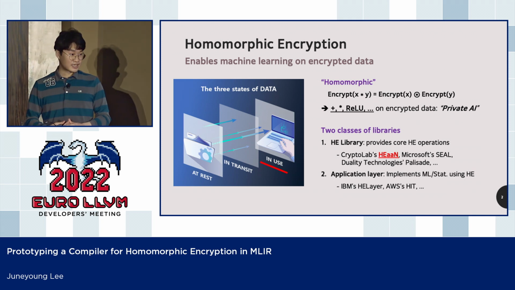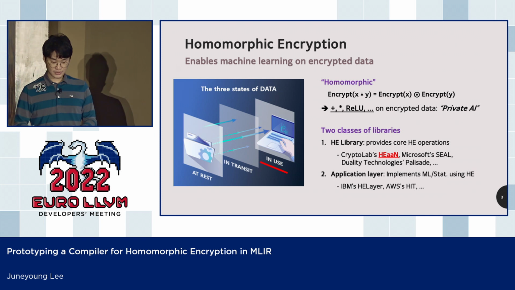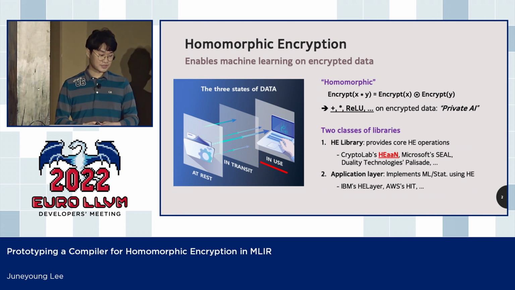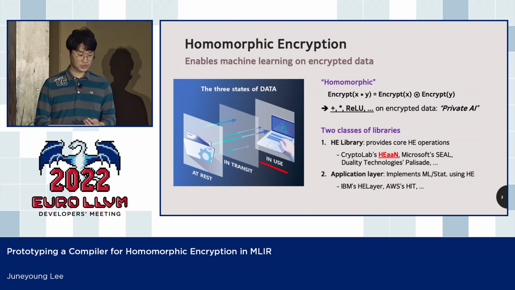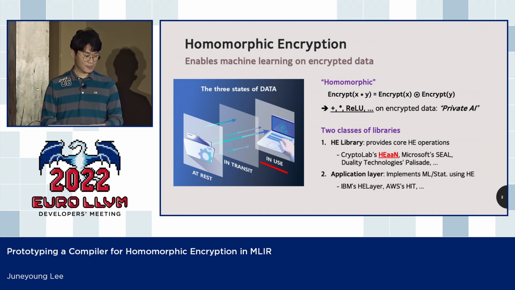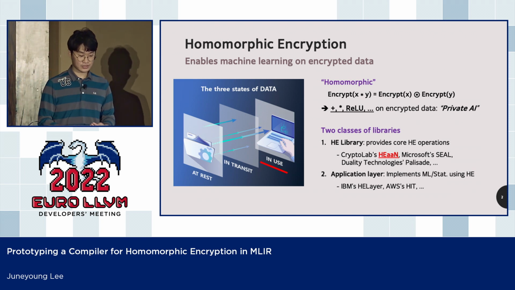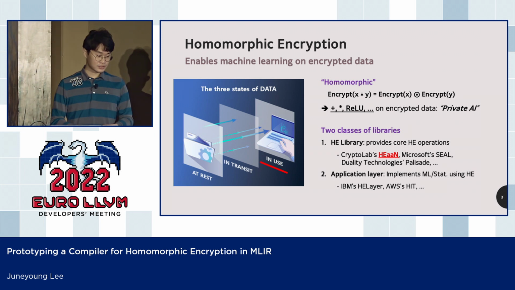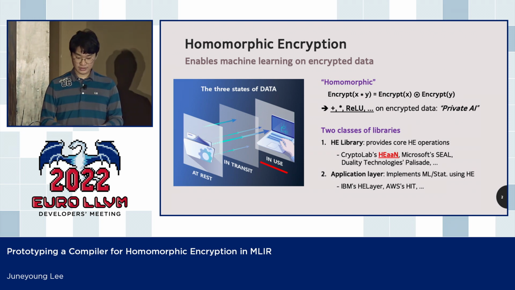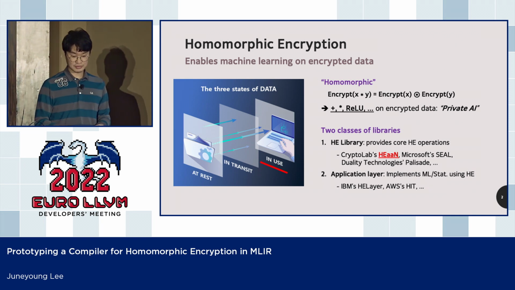On the market, there are primarily two kinds of libraries being sold. The first one is a library for homomorphic encryption, which provides core homomorphic encryption operations. This includes CryptoLab's HEaaN, Microsoft SEAL, Duality Technologies' PALISADE, etc. The second class of libraries is the application layer, which implements machine learning and many statistical operations using homomorphic encryption.